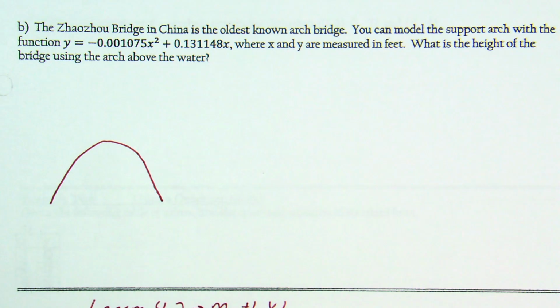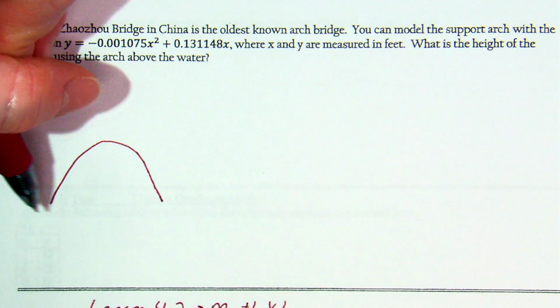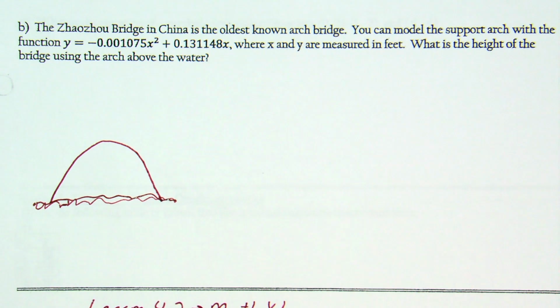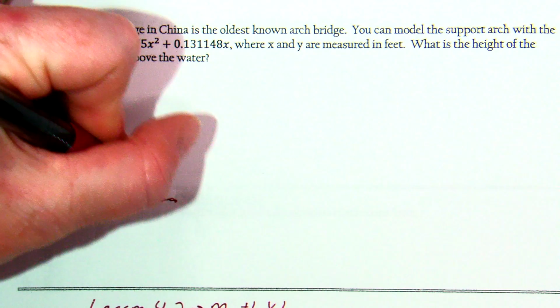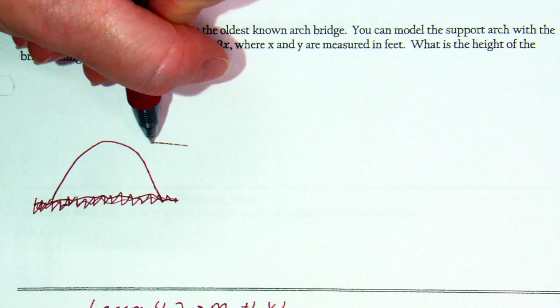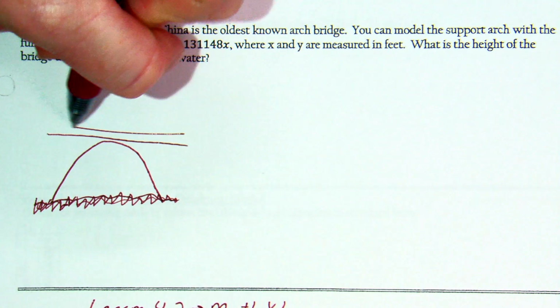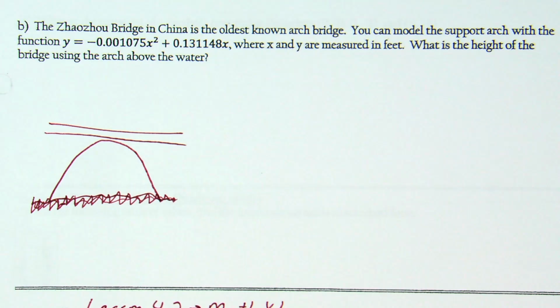It says, what is the height of the bridge using the arch above the water? So down here, of course, there's my water, my river, whatever we're going over. I don't like that very well. Okay. Now, the height of the bridge, what's at the top of that arch? Well, that is going to be the road or whatever's on top of this bridge, right? Probably a road.